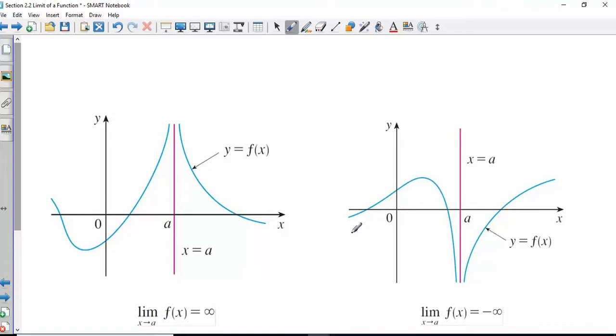An asymptote, vertical asymptotes. So when you're approaching vertical asymptotes, you'll actually be going to positive or negative infinity, depending on the direction the graph is traveling.